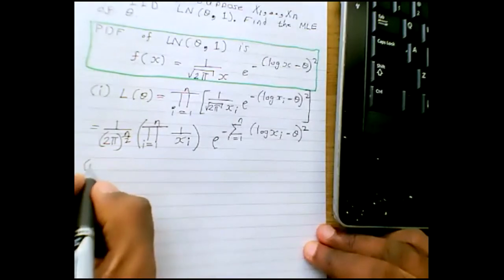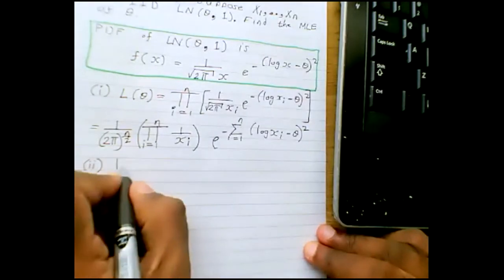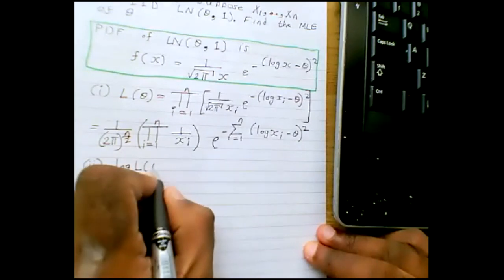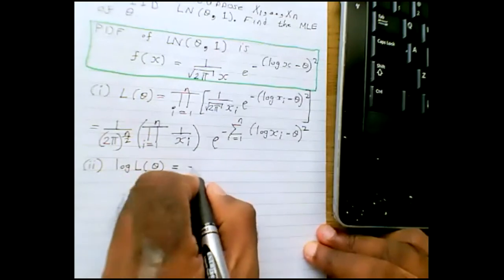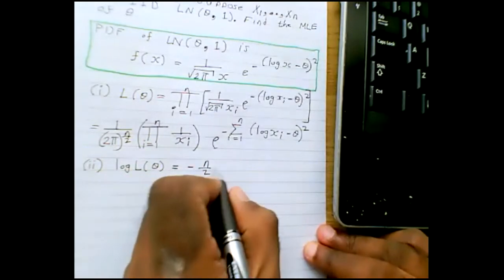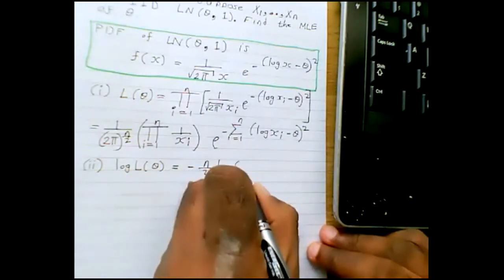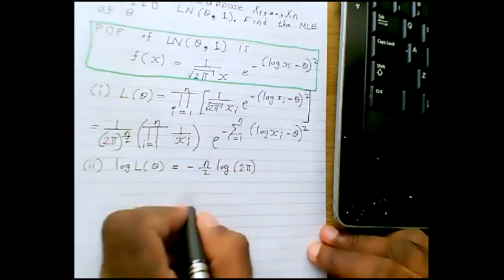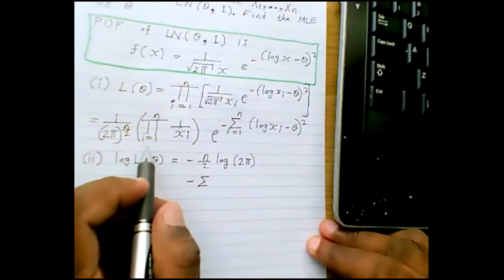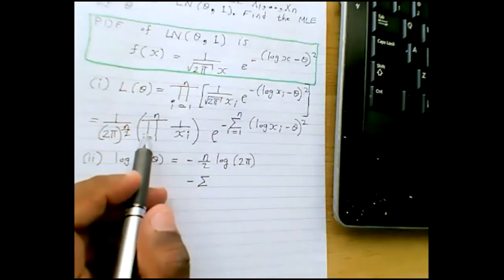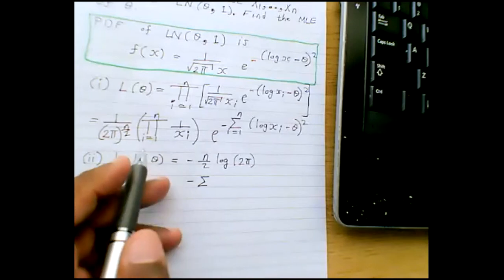Step two is to take the log of the likelihood function. So it's the log of this guy here. So this is minus the sum. Remember, the log of a product is the sum of the logs.